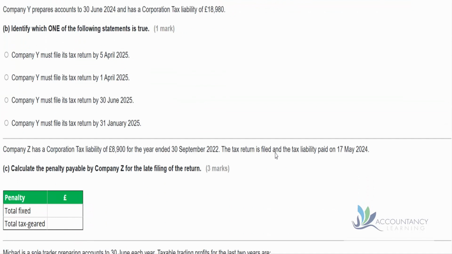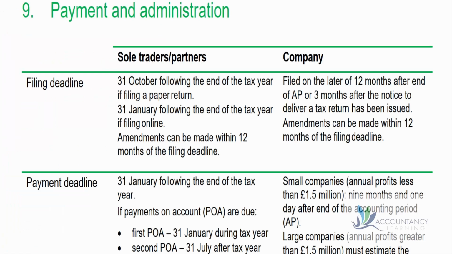Okay, next then, Company Y prepares accounts to 30 June 2024 and has a corporation tax liability of 18,980. Identify which one of the following statements is true. So each of the statements is asking about when it needs to file its tax return. So here we are in the reference materials again, and this time we're looking at information for a company. Yeah, this is a company now, not a sole trader, and the deadline is no later than 12 months after the end of the accounting period, or 3 months after the notice to deliver tax return.